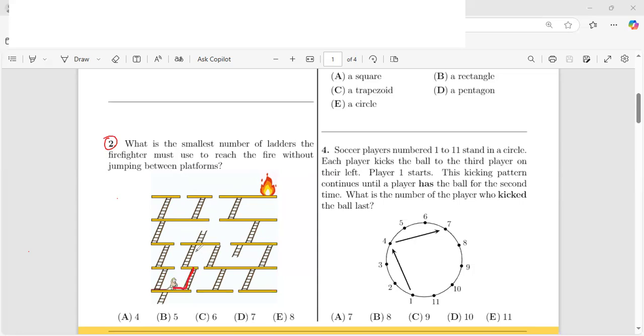He'll go here, come down. It's not saying that you cannot come down. He'll come down from here, go here, go here, go here, and reach the fire. So how many ladders has this person used? It'll be 1, 2, 3, 4, 5, and 6. So the answer for question number 2 is option C, which is 6. You can just pause this and see how the question has been answered. Let's move on.